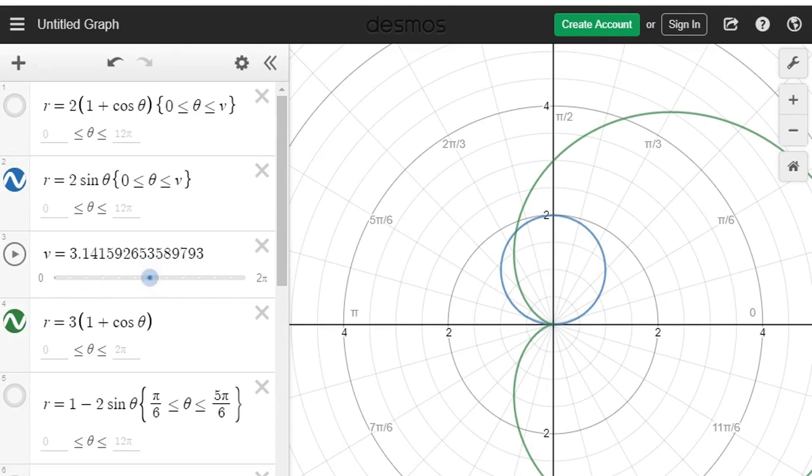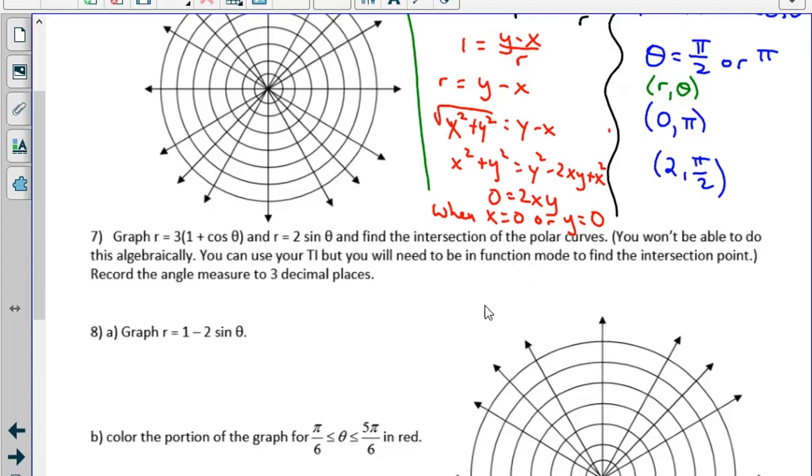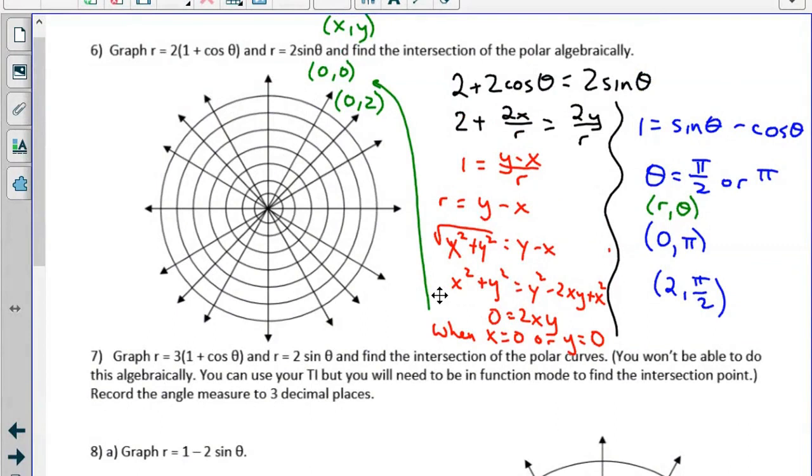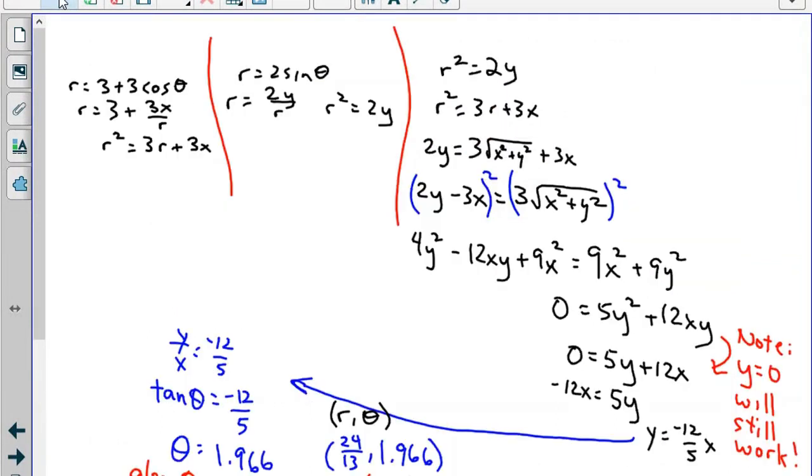So if I try to solve this using algebra, it takes a lot of work. So hopefully you can follow along. Here we are. So I took the two things that we were given, and I ended up solving both of them for r squared.